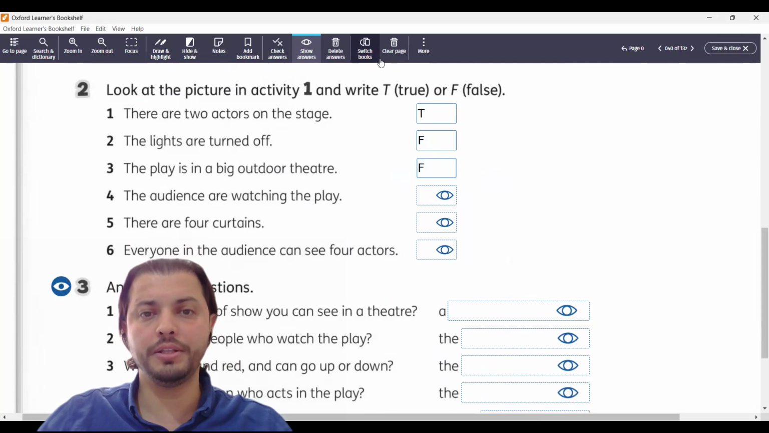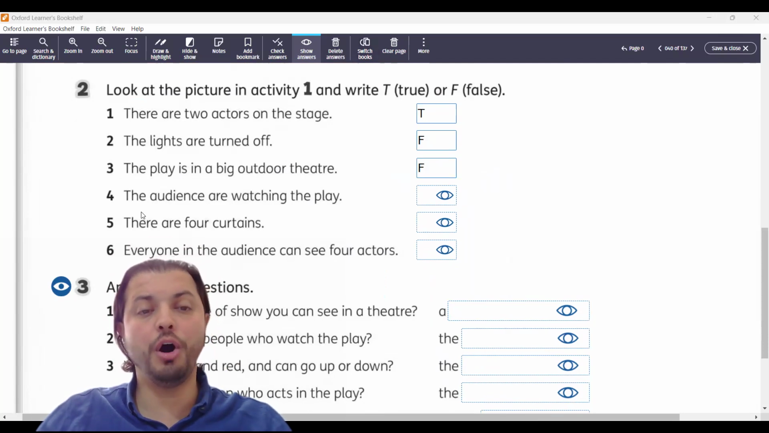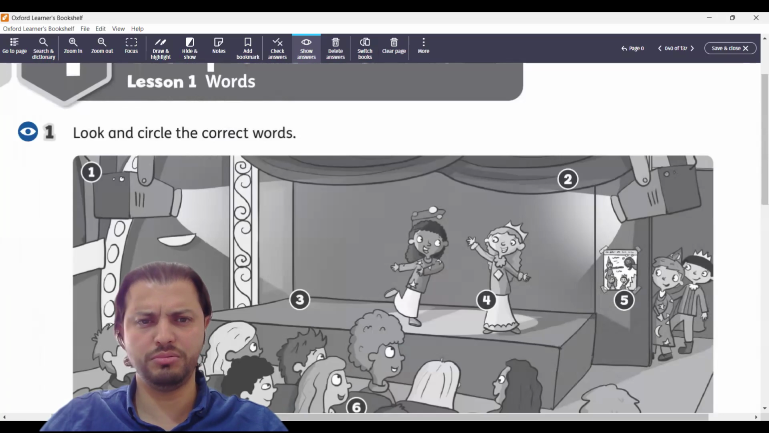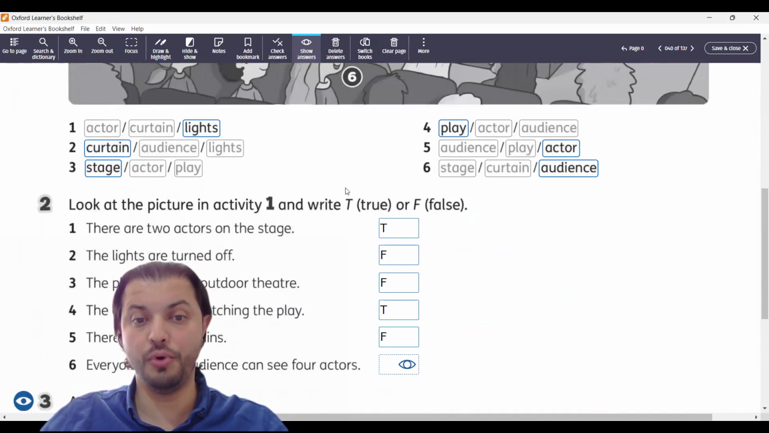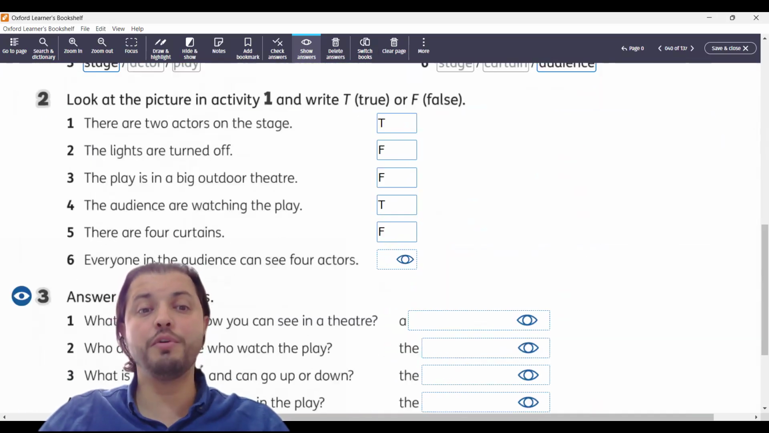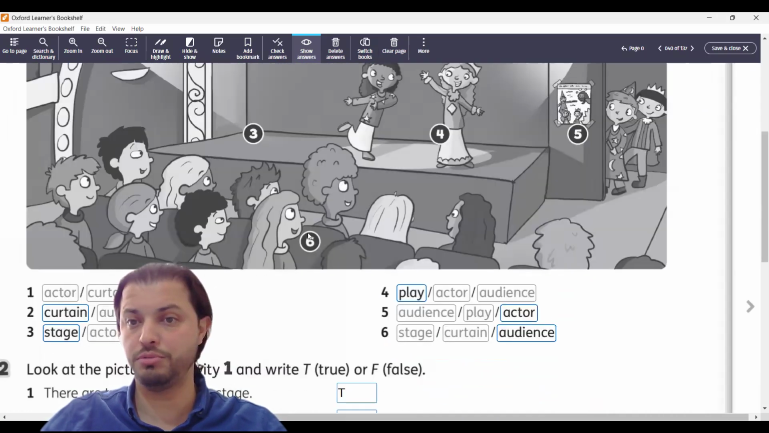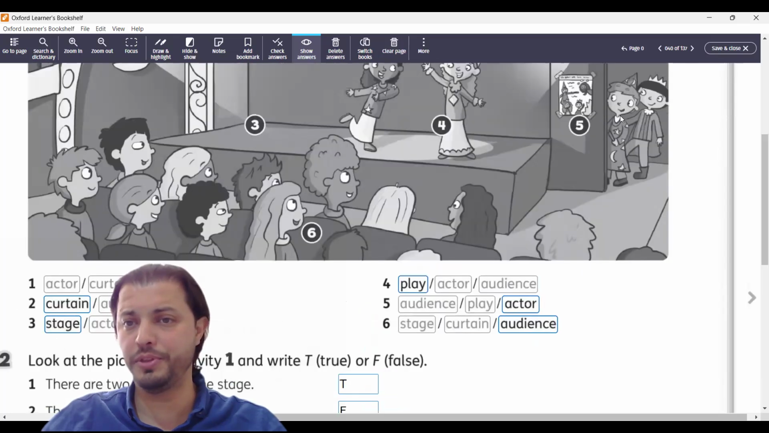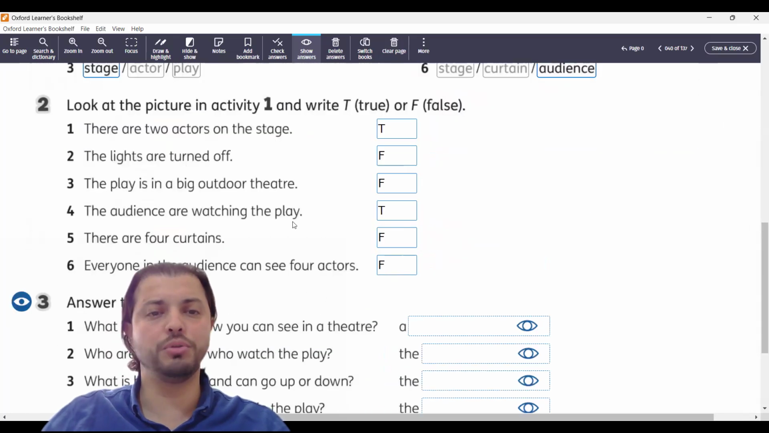Okay. And let's continue. The audience are watching the play. Yes, they are. There are four curtains. Four curtains? One, two. Nope. False. Two curtains there. Everyone in the audience can see the four actors. Might be. We can say false. No, because these two people can't see these two here. That's cool. So let's continue.